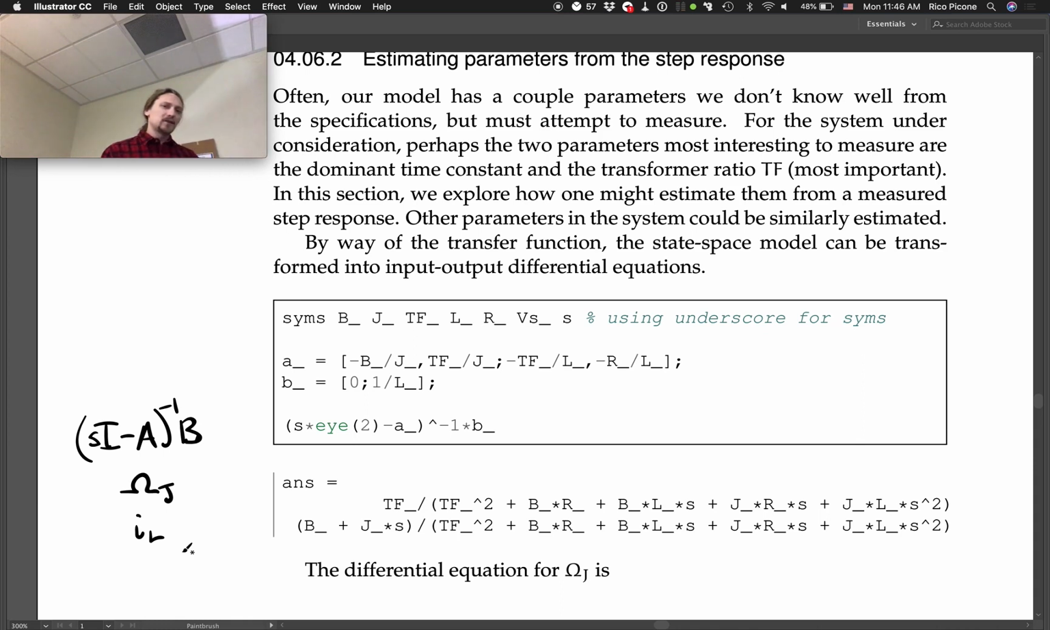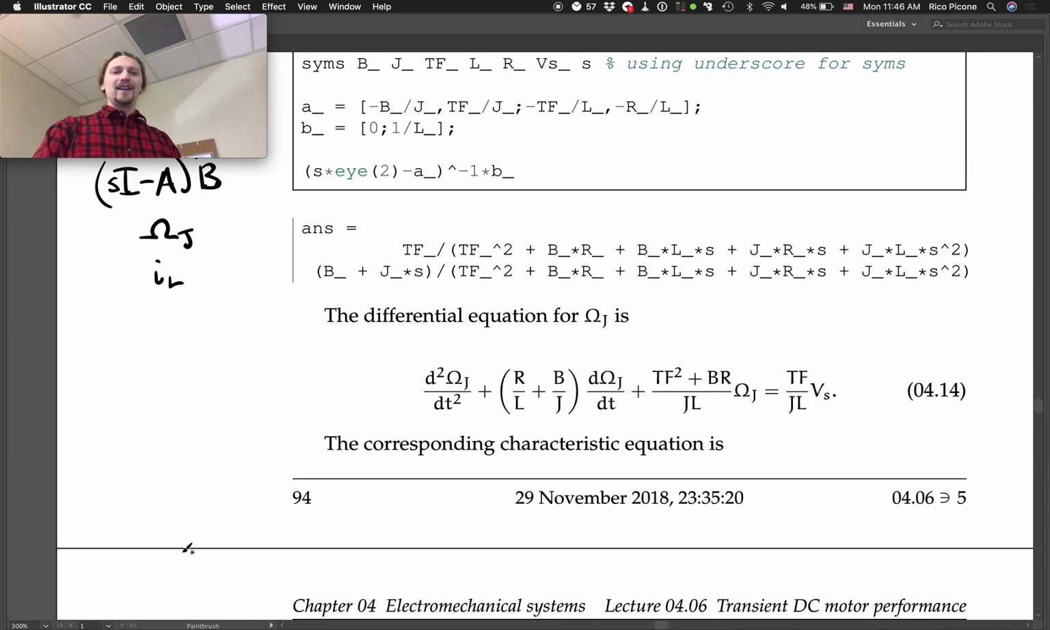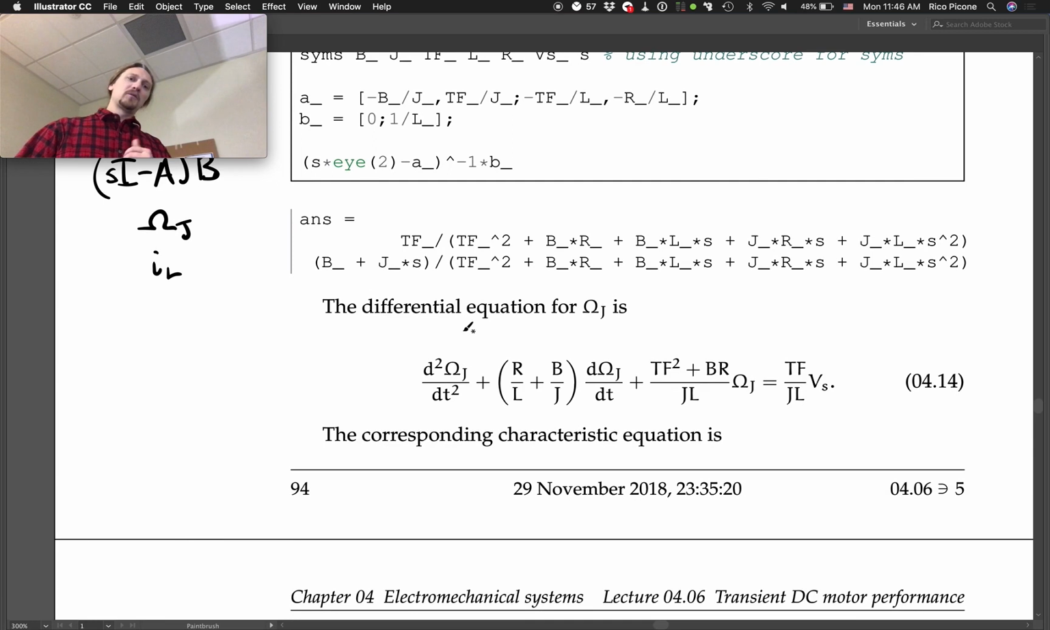Remember, we're only using the transfer function here as a bridge to a differential equation, and so that's what we're going to use it for here. Here's the differential equation. We're interested in doing it in omega j. So we write the differential equation. It's second order, which makes sense because it was a second order system, a 2x2 A matrix, two state variables that we modeled originally in lecture 4.4. So that makes sense. And we've got our voltage source input.